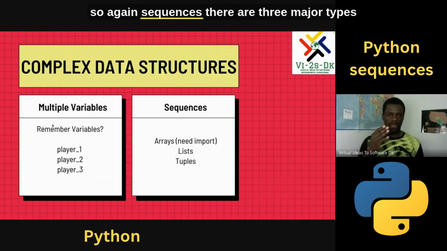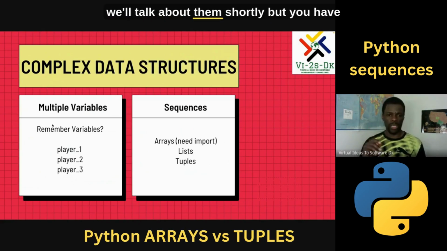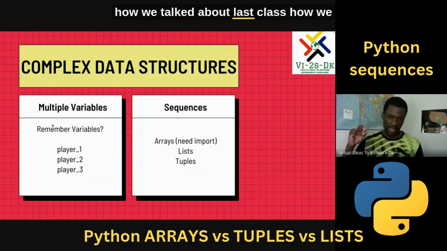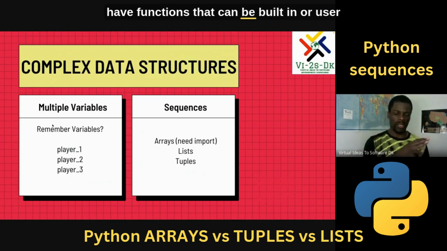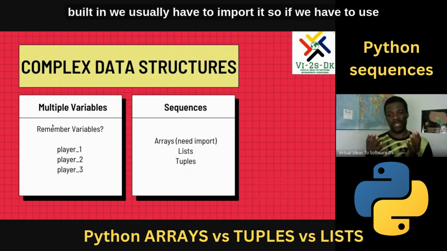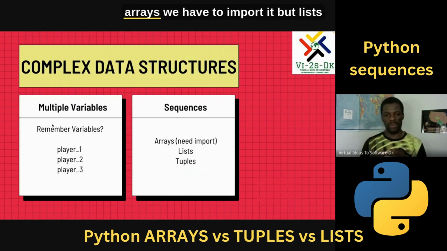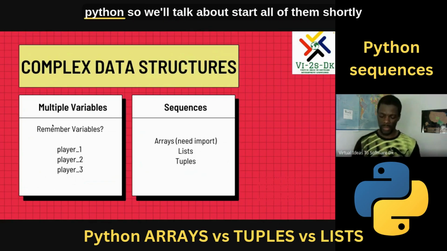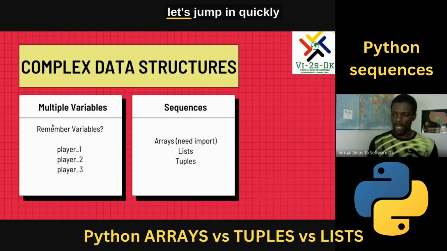So again, sequences, there are 3 major types. We'll talk about them shortly, but you have arrays. Arrays are not built in. Remember how we talked about last class, how we have functions that can be built in or user defined? So arrays are not built in to Python. If something is not built in, we usually have to import it. So if we have to use arrays, we have to import it. But lists and tuples are built in to Python. So we'll talk about all of them shortly. Let's jump in quickly.